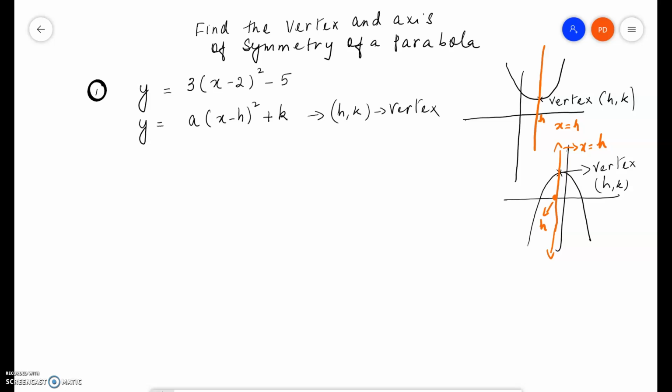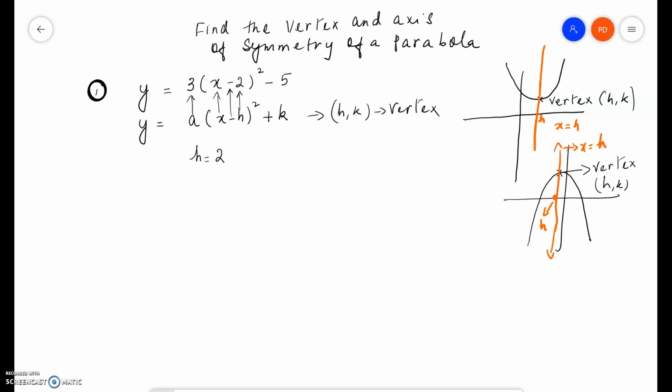Now we are comparing the terms here. So the a is 3. So x compares to x. The signs match. It's a minus and a minus. So therefore, h has to equal 2.